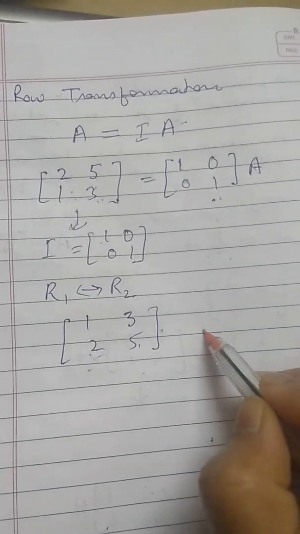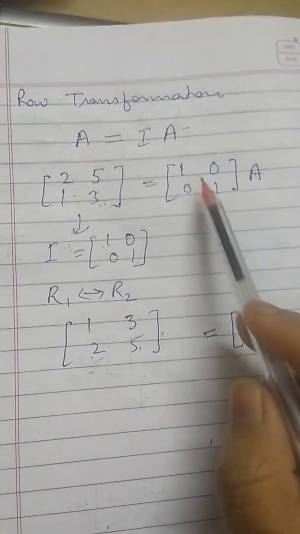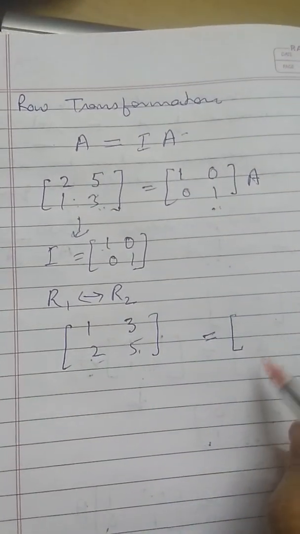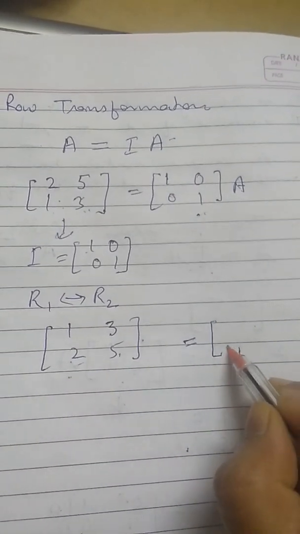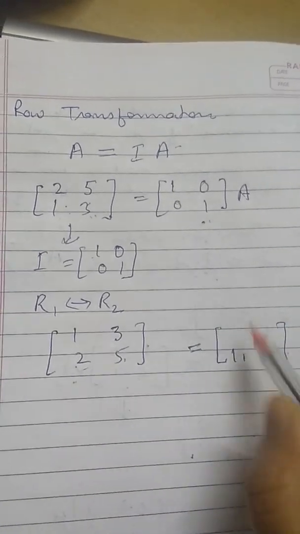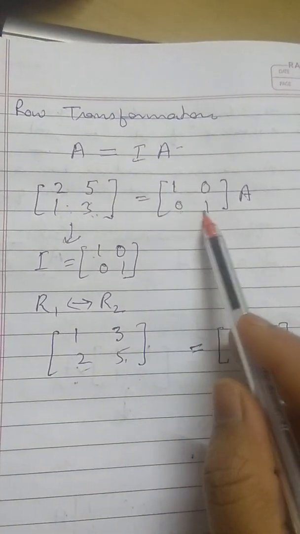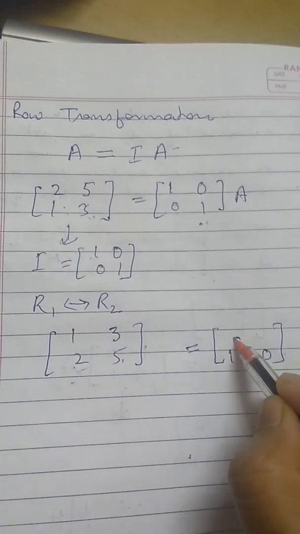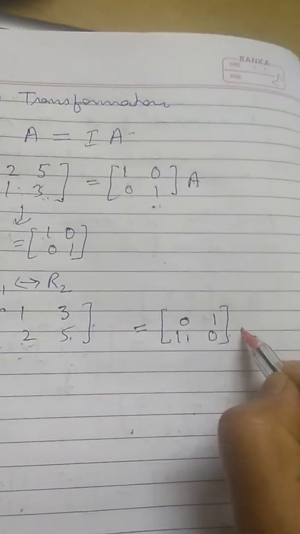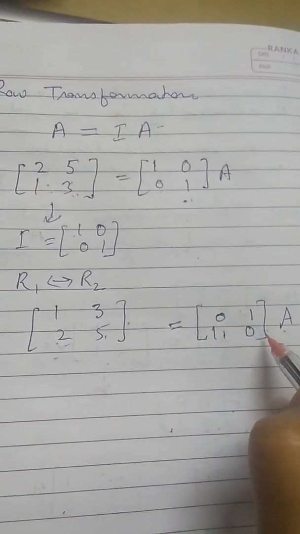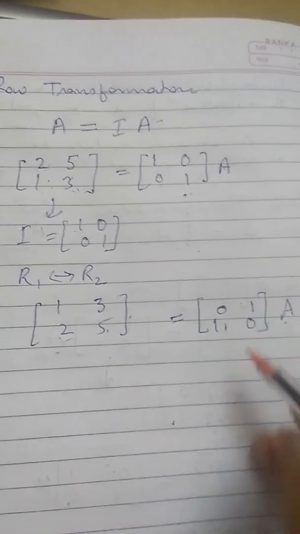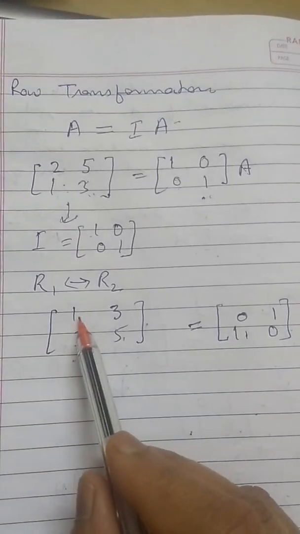Now we have to apply the same operation here. In the first row we have 1 0, write it in the second row: 1 0, and second row 0 1, write it in the first row, into A. Is it clear? And now it becomes 1.